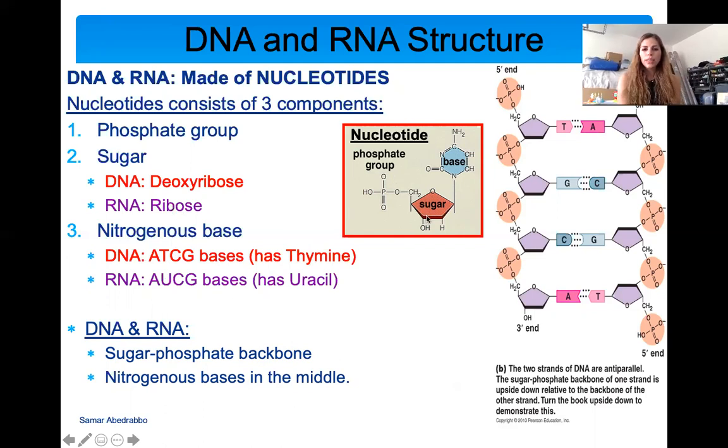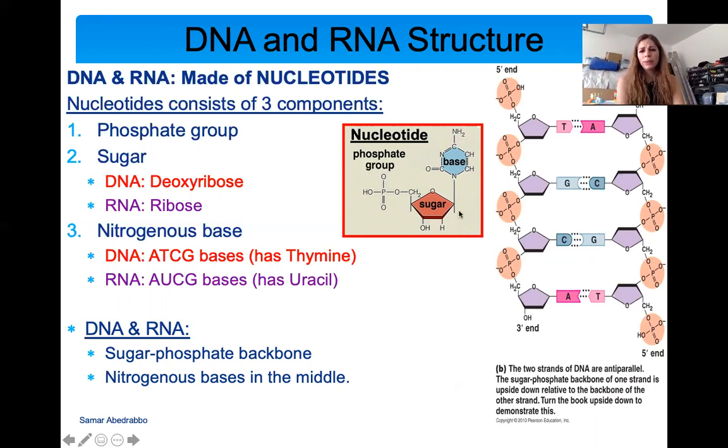So again, the nucleotide structure of both DNA and RNA, there's a phosphate group, there's a sugar, it's deoxyribose in DNA, it's ribose in RNA, and there is a base. And the main difference is that in DNA we see thymine, and in RNA we see uracil.